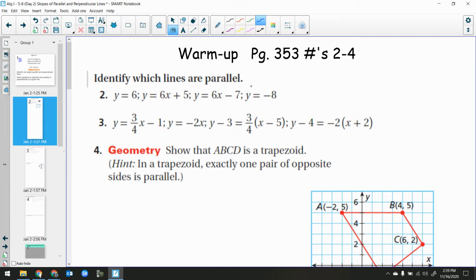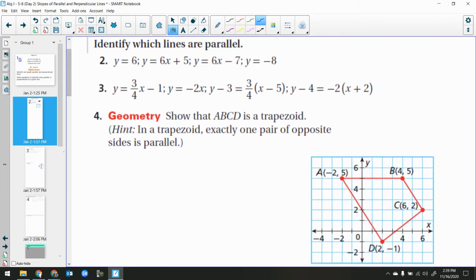Okay, so let's start by doing this warm up. Go ahead and pause the video, just like we do each day, and go through these warm up problems. Numbers 2 and 3 here, you're going to identify which sets of lines are parallel to one another. And then number 4 here, show that. Remember, we talked about what that means in terms of the work that needs to be shown. Show that that's a trapezoid. Okay, so go ahead and pause and then play when you're ready.